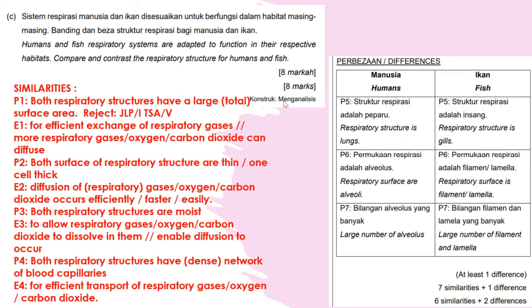You can give more than 8 points to get full marks. For this question, you can give 7 similarities with 1 difference, or you can give 6 similarities with 2 differences. The similarities here include the explanation for the characteristic, as just now.